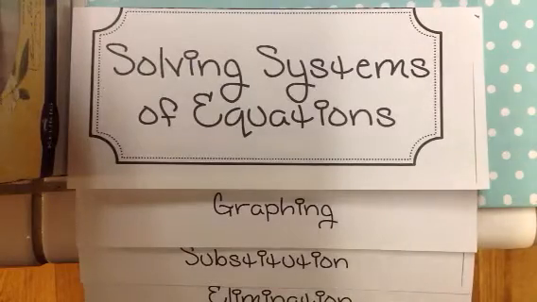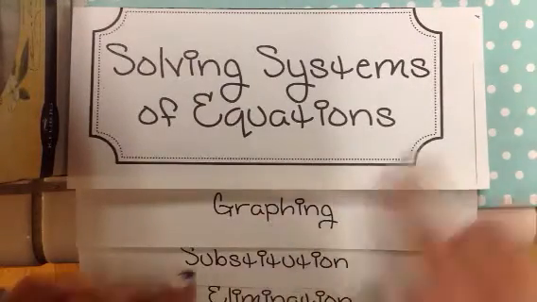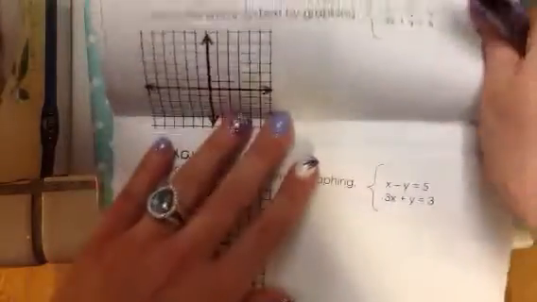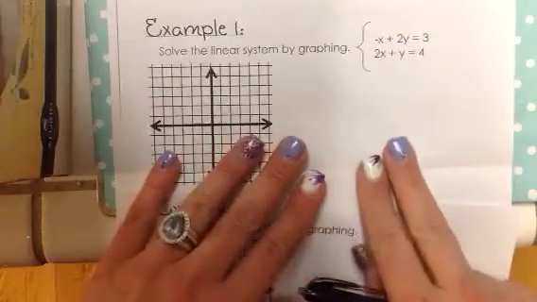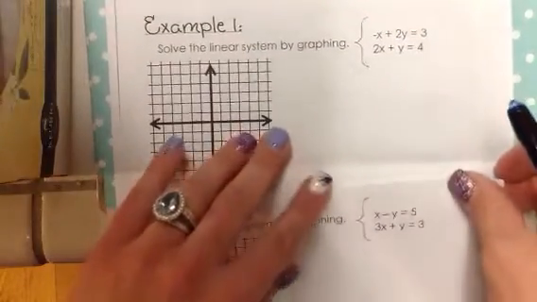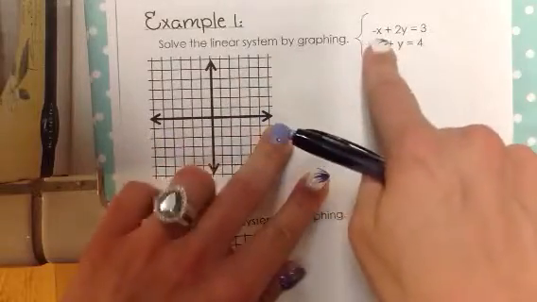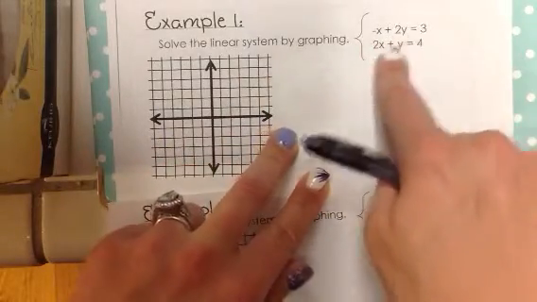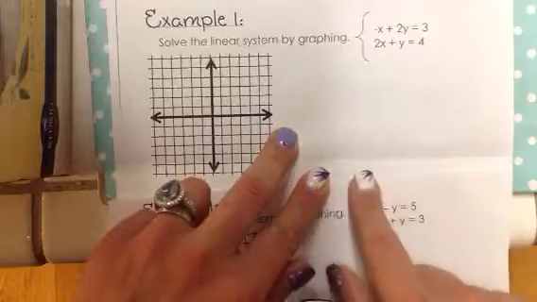Okay, today we're going to go over solving systems of equations by graphing. So, the first thing I want you to do is to open up your foldable to example 1. Solve the linear system by graphing negative x plus 2y equals 3 and 2x plus y equals 4.